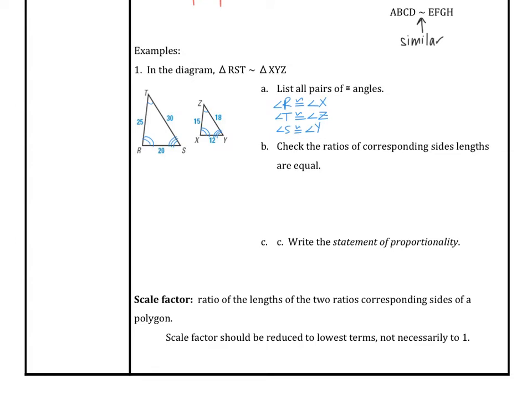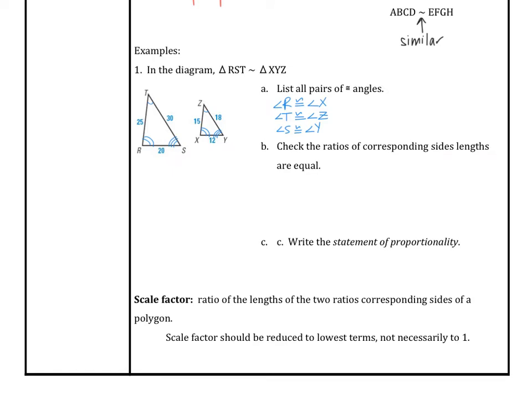Now we're going to check that the ratios of the corresponding side lengths are equal. Remember, you can always figure out which sides are corresponding by looking at the order. So like RS is corresponding to XY because of the order of the letters. If it's not obvious from the picture, because I know we don't want to assume, you can look at the order of the letters if you need to. So let's check our side lengths.